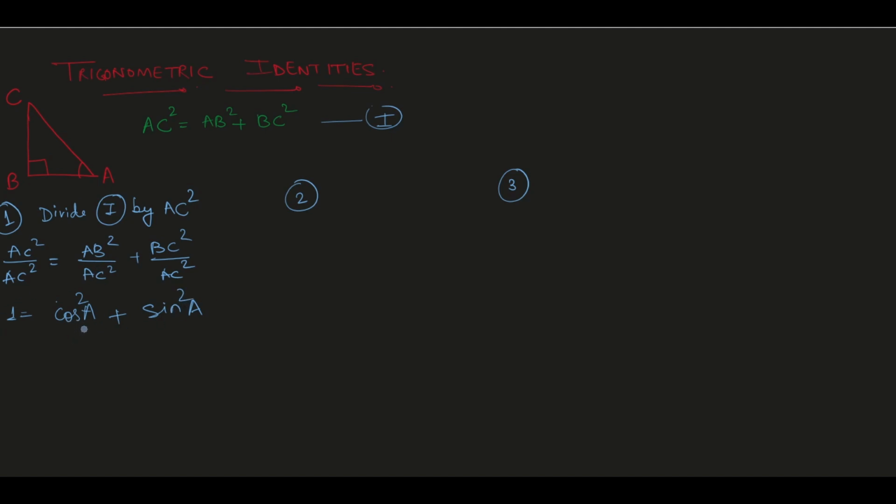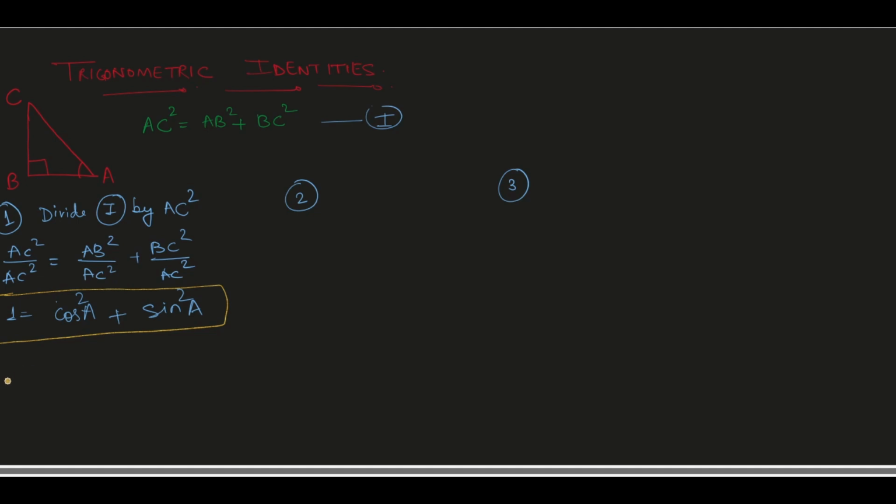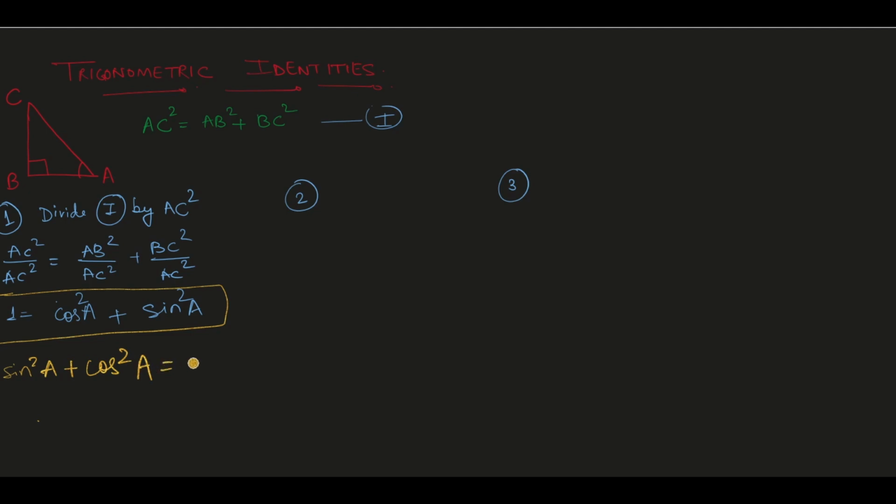So see, here we get our first identity. Cos square A plus sine square A is equal to 1. If we write it in a better way, this will be sine square A plus cos square A is equal to 1. So this is our first identity.